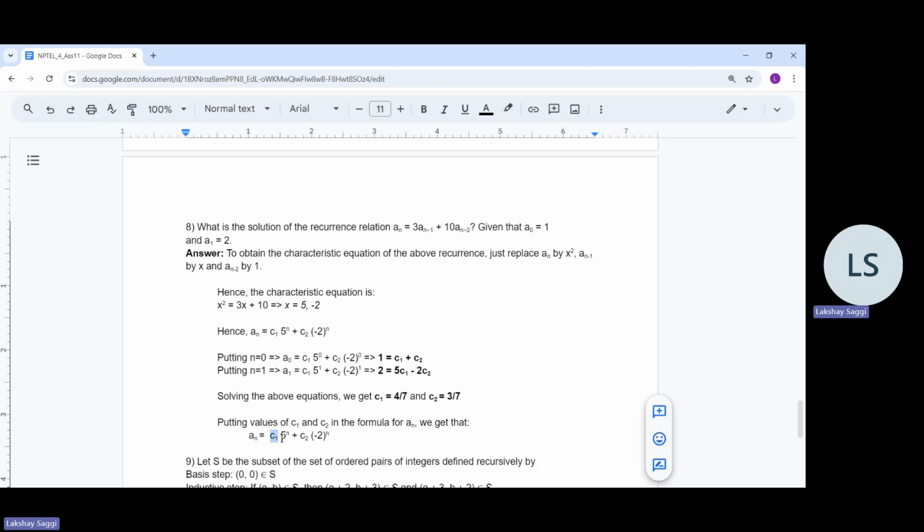C1 is 4 by 7 and C2 is 3 by 7. So AN is 4 by 7 times 5 raised to the power n plus 3 by 7 times minus 2 raised to the power n.